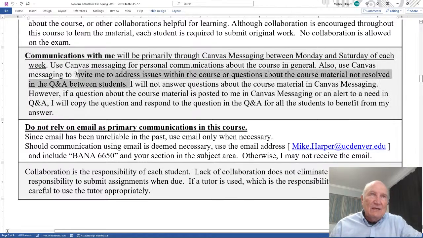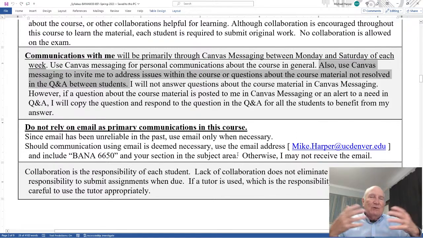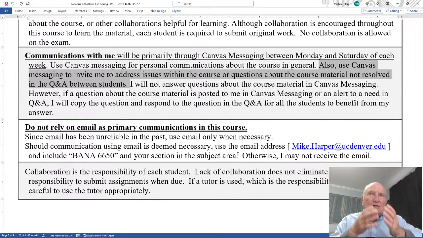Okay, now what I'm saying here is this. Canvas messaging is for asking questions about the course, that's fine. But questions about the material, start with your fellow students. Start there. Usually they can answer it. 90% of the time they will answer it because they've got the answer. And sometimes you'll say you can never arrive at an answer through Q&A between students. And so that's where you can come to me and invite me. And I will not always be there, but if you invite me, then I'll come and answer them.